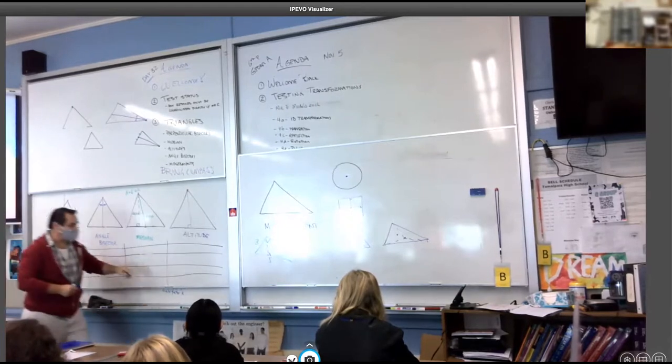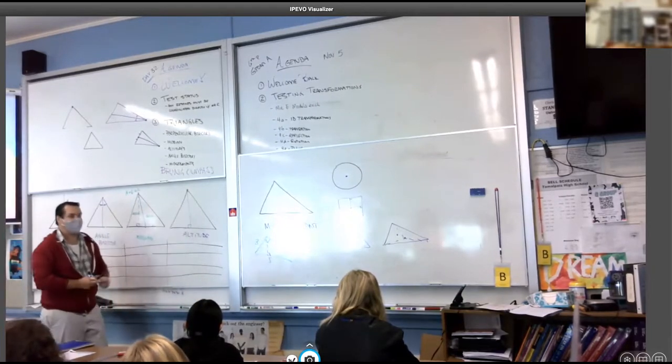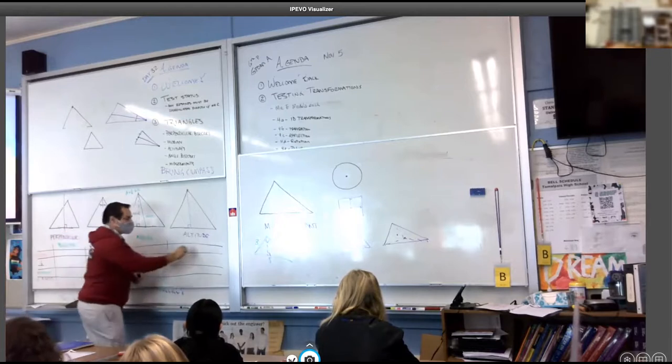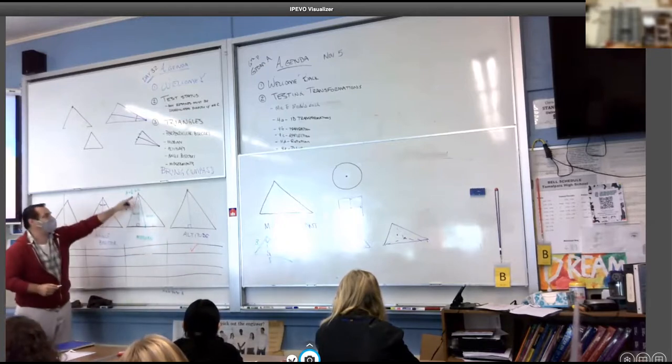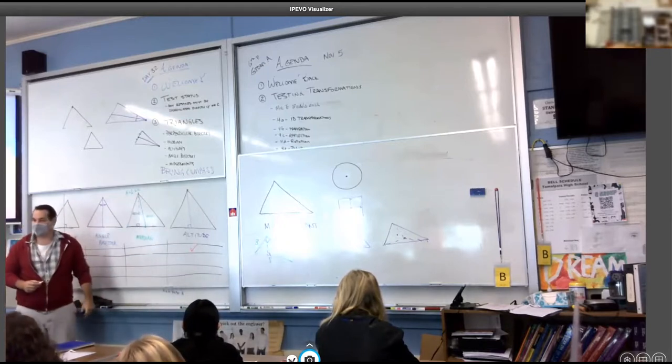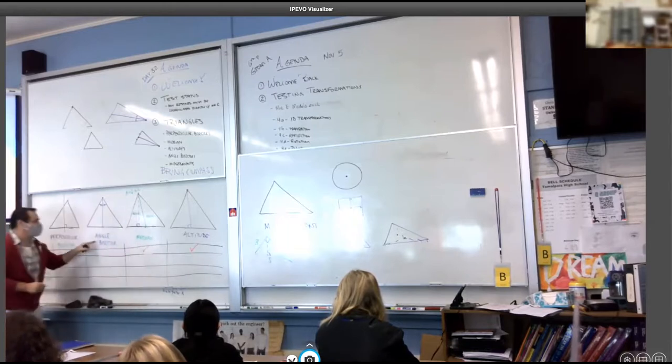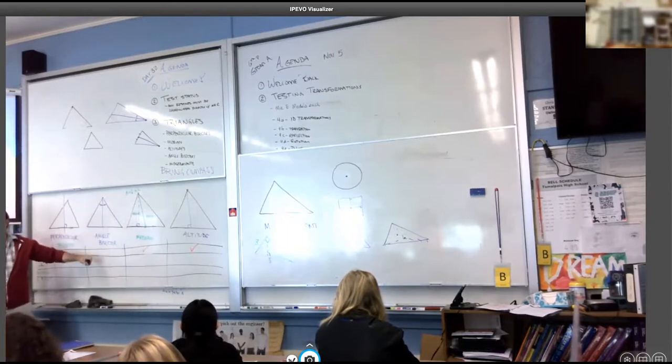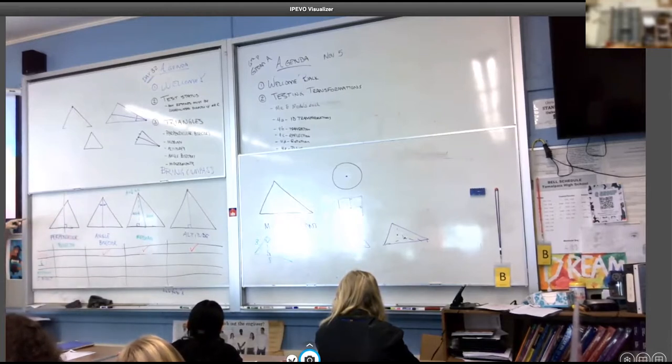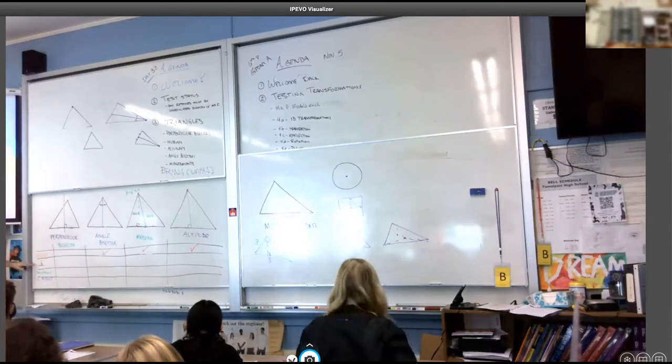Which ones go through the vertex? Do we agree the altitude goes through the vertex every single time? Yes, 100%. Does the median go through the vertex every single time? 100%. Does the angle bisector go through the vertex? Yes. Does the perpendicular bisector go through the vertex? No. It could. Turns out it's for isosceles and equilateral triangles, but not all times.